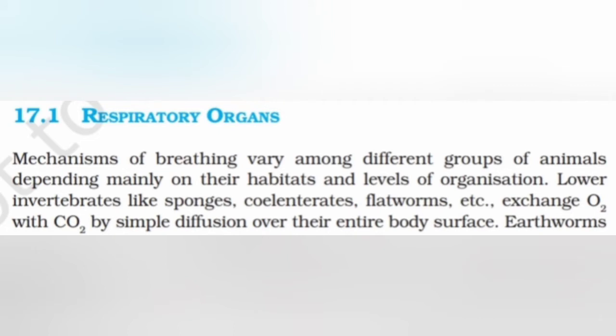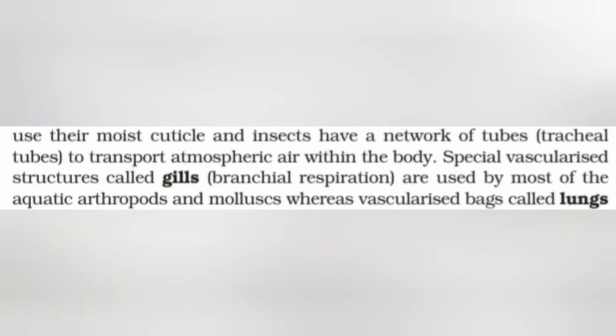Respiratory organs and mechanism of breathing vary among different groups of animals depending mainly on their habitat and level of organization. Obviously, breathing in plant is different, breathing in human is different, breathing in cockroach is different, breathing in a frog is different. So there are so many different kinds of mechanism. Lower invertebrates like sponges, coelenterates, flatworms, etc. exchange oxygen with carbon dioxide by simple diffusion over their entire body surface.